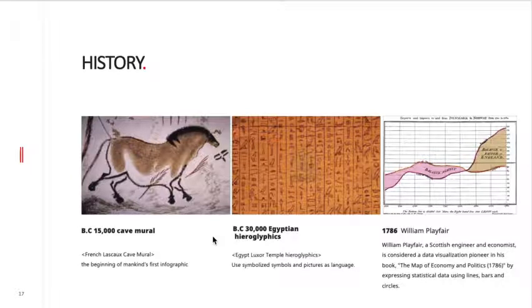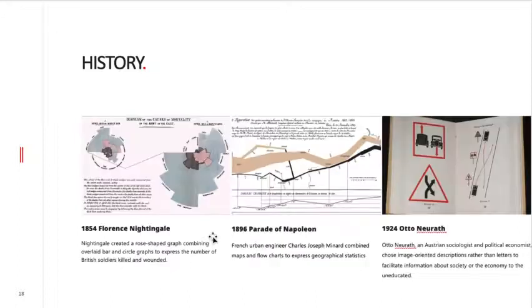Also, in 1786, we can see more clear evidence of infographic. William Playfair visualized data through various graphs in his book. Then, in 1854, Nightingale made a flower-shaped graph of the number of patients. In 1896, Napoleon's march was recorded in detail by a French civil engineer using infographic. And in 1924, Aesop created an image-oriented book for those who were not educated.